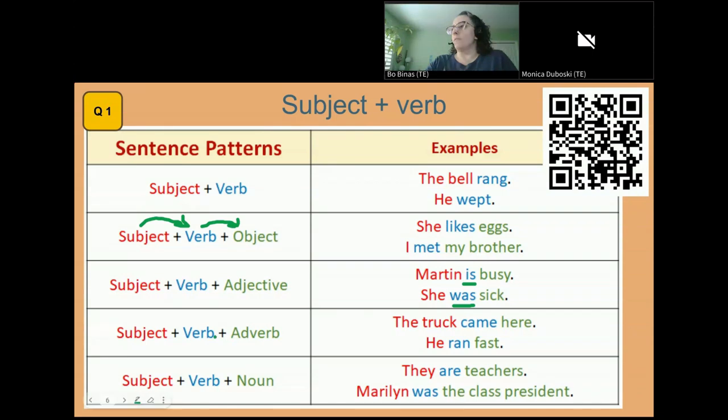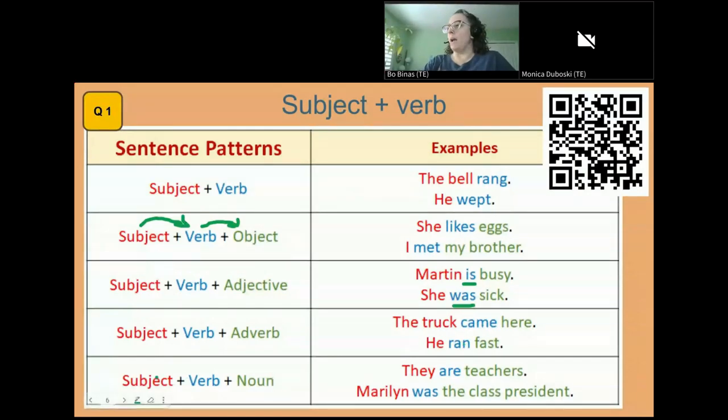We could also have adverbs after the verb. Adverbs modify verbs. They add information to the verbs. So the truck, which is the subject, came, that's the verb, that's the thing that the subject is doing. Here is an adverb. So it's telling you where that action is happening. Or he ran fast. It's telling you how or in what way that action is happening.